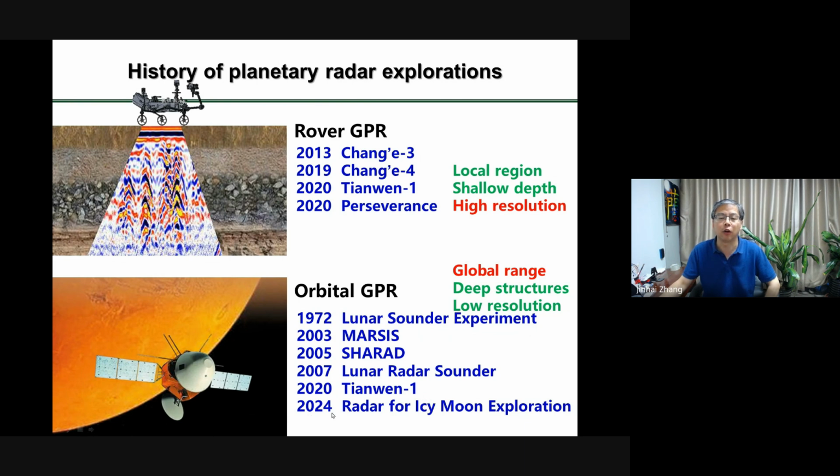And this year, the radar for icy moon exploration to Jupiter has been launched. So we expect much more data to be obtained in the future for planetary exploration by radar, both for orbital GPR and for rover GPR.